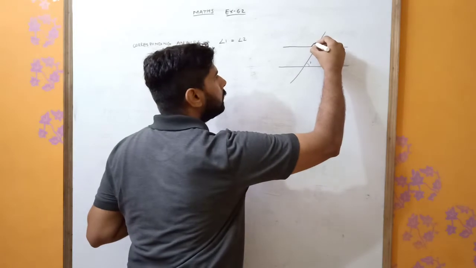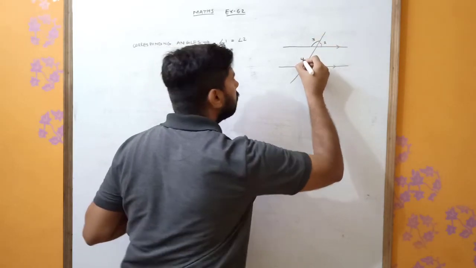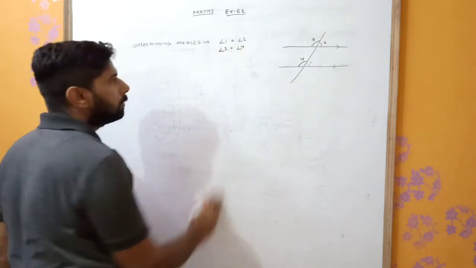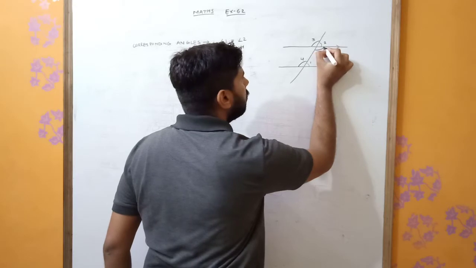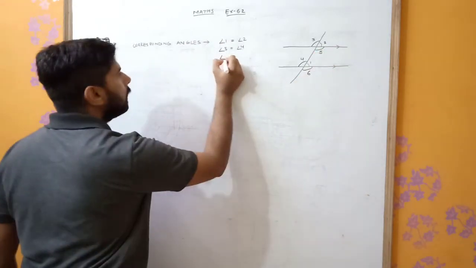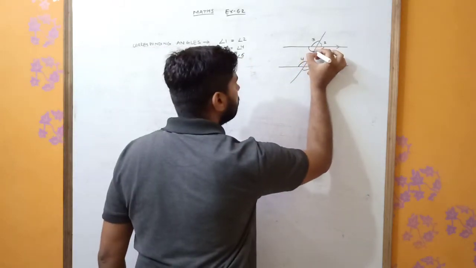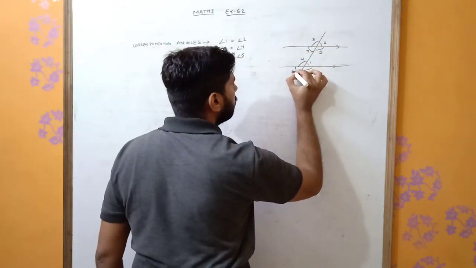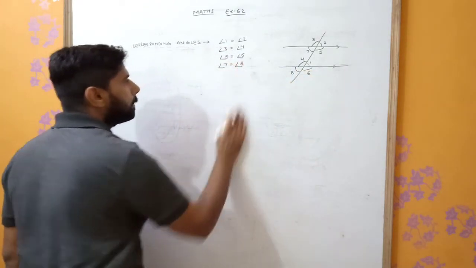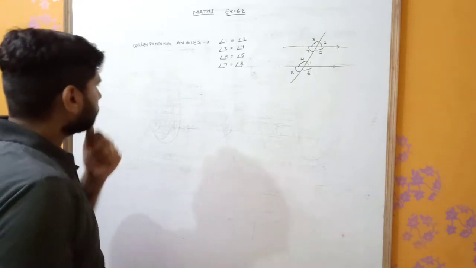Angle 3 is equal to angle 4. Angle 5 is equal to angle 6. Angle 7 is equal to angle 8. So these angles are called corresponding angles.